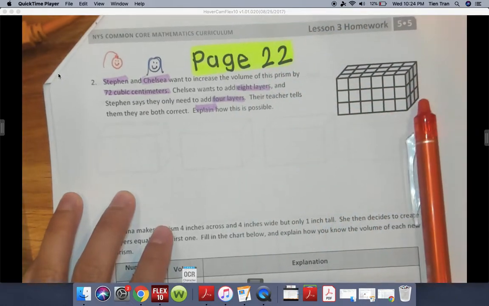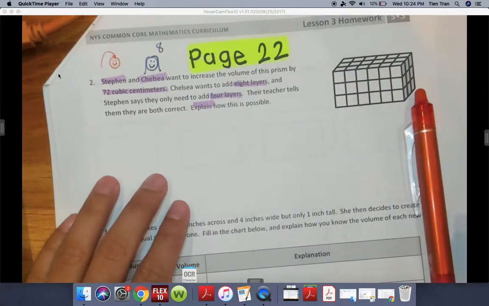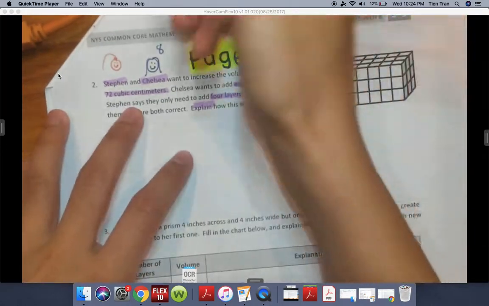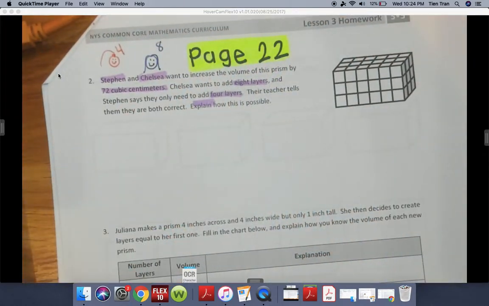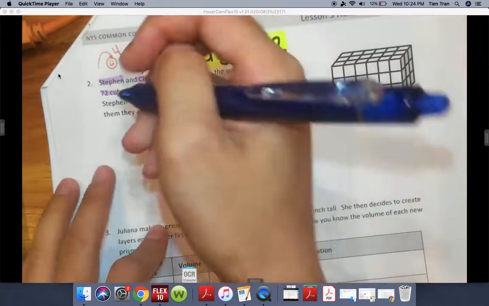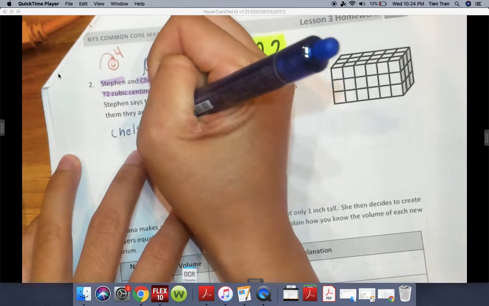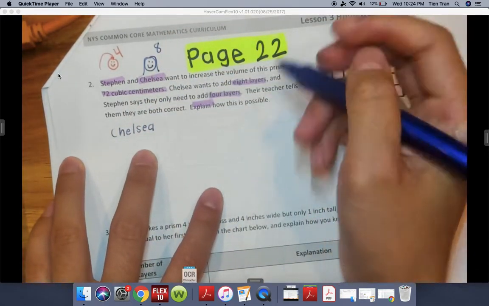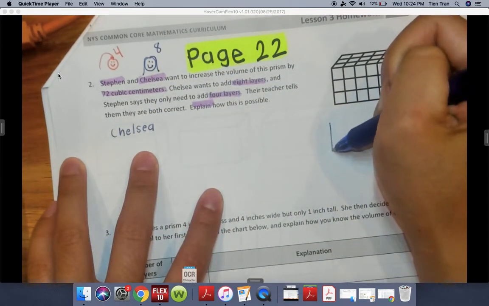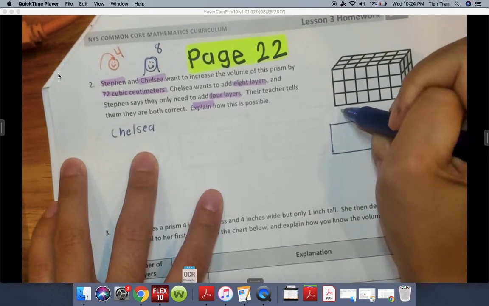Okay, right here it says that Chelsea wants to add 8 layers. So Chelsea wants to add 8 layers. I'm going to write 8 above her. And then Stefan says he only needs to add 4 layers. So I'm going to write 4 above him. And their teacher tells them they are both correct. So Chelsea, let's do Chelsea first. This is going to be Chelsea's cube. Not very good at drawing.